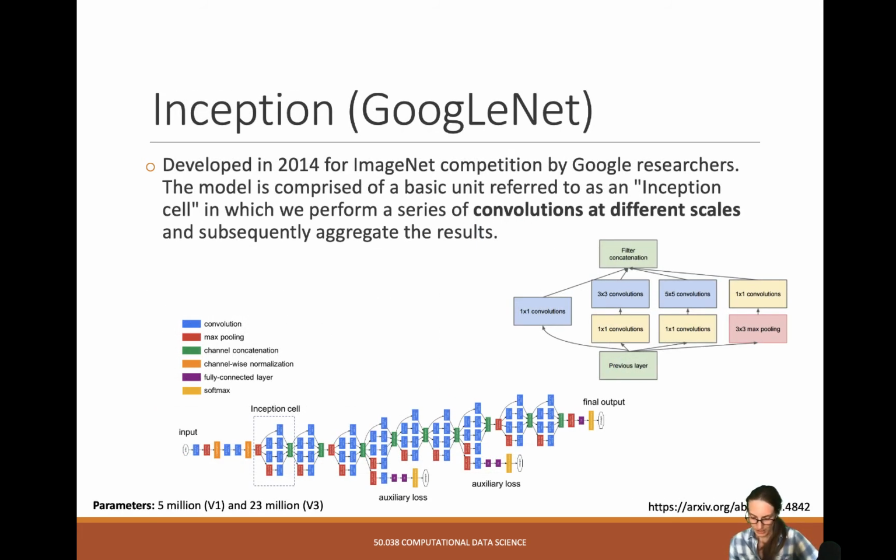Another one, the same year, is GoogLeNet, which is also called Inception. It was also developed for the ImageNet competition by Google, and it performs a series of convolutions at different scales. What does that mean? We have our input image here, and we say we're not just going to apply 5 3x3 filters. No, we're going to do a 1x1 filter, another 1x1 filter, a 3x3 filter, etc. So different filters of different resolutions. Then in the end, everything is aggregated again.